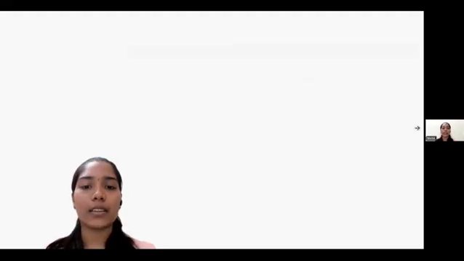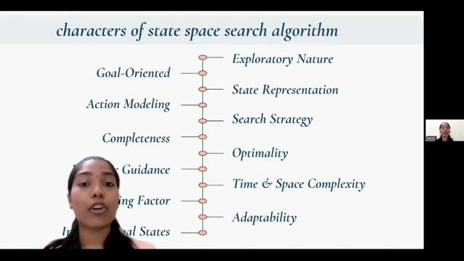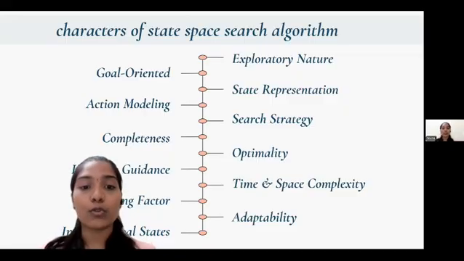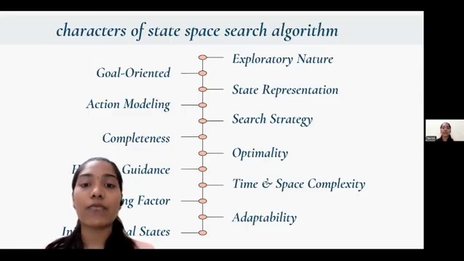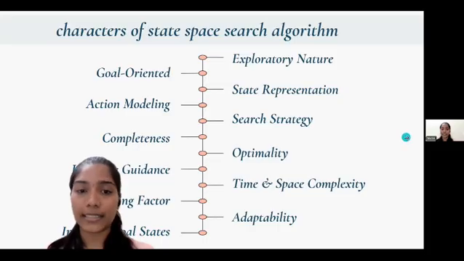Let's see some characteristics of this algorithm. They explore many possible states, they have a clear starting and goal point, and they use search strategies to move smartly. They can find the best and near-best solutions, and they can work in many different areas. These features make them very powerful in artificial intelligence.